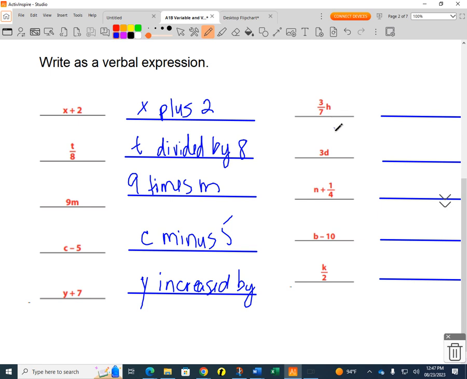Multiplication, right? Normally if you have a fraction and a variable, it's multiplication. So you could say 3/7 times h. It's also 3/7 of h. So that's a really common way you're going to see it. So we're going to actually write both of those. 3/7 times h, and we're going to say 3/7 of h, just to remind you of that word.